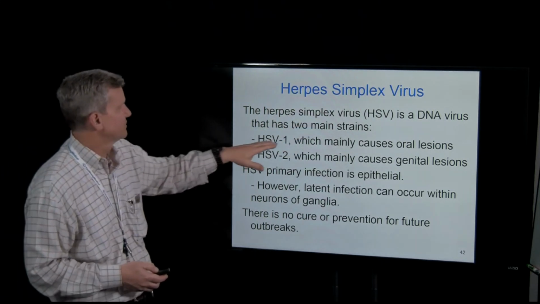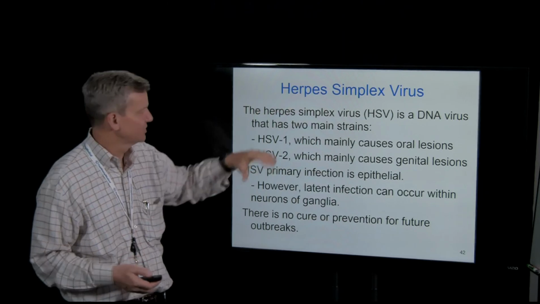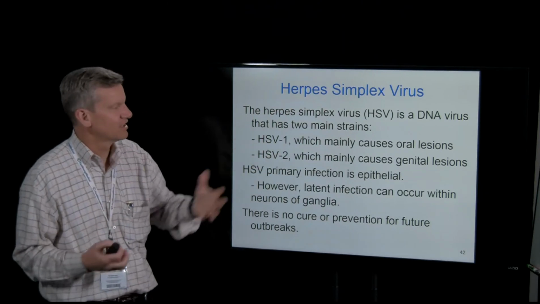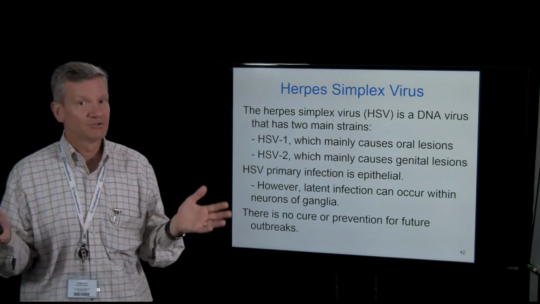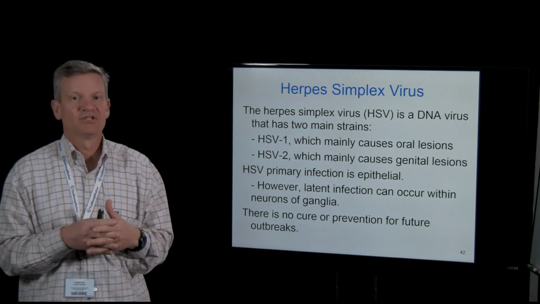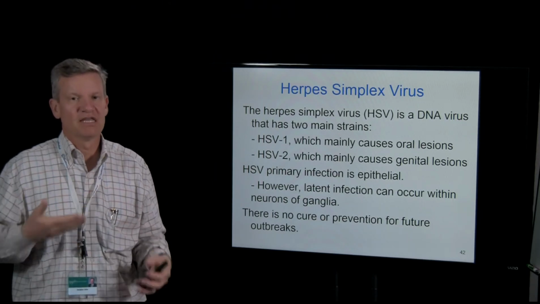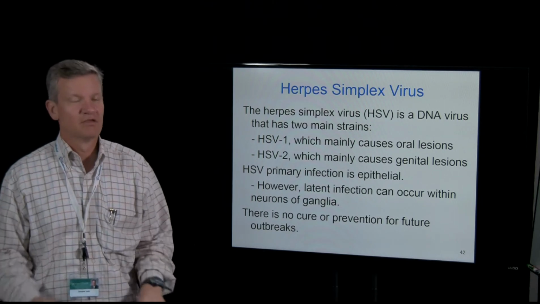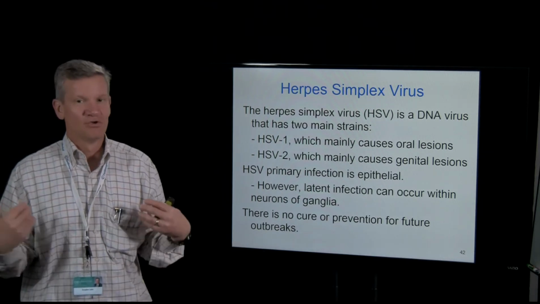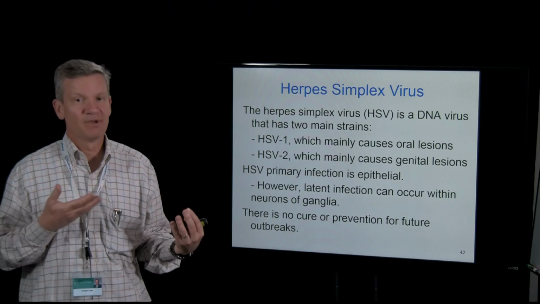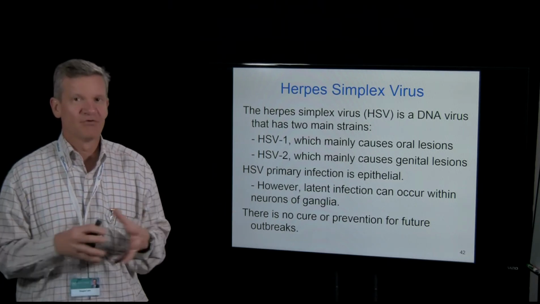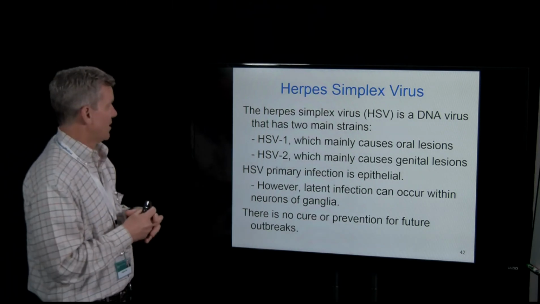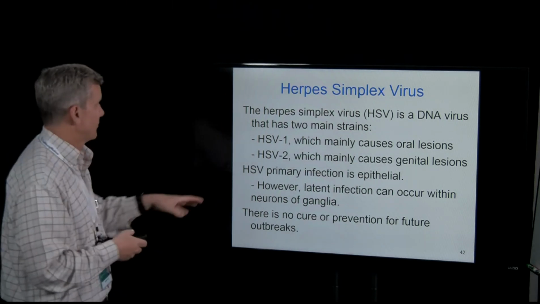Two main types: HSV1 mainly causes oral lesions, HSV2 mainly causes genital lesions. And I know what you're thinking. We used to tell students that HSV1 was above the belt and HSV2 was below the belt. But we don't say that anymore. You can have HSV2 above the belt, and you can have HSV1 below the belt, and you can figure out how that happens since you're in college.